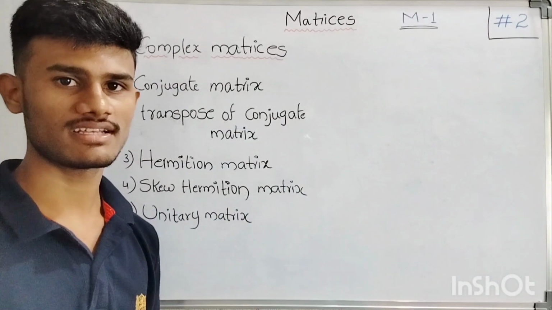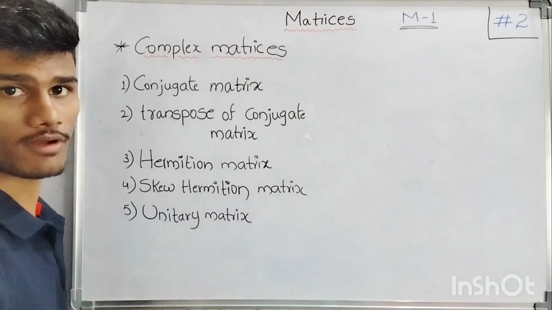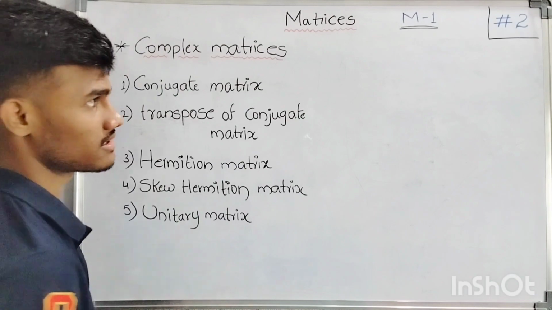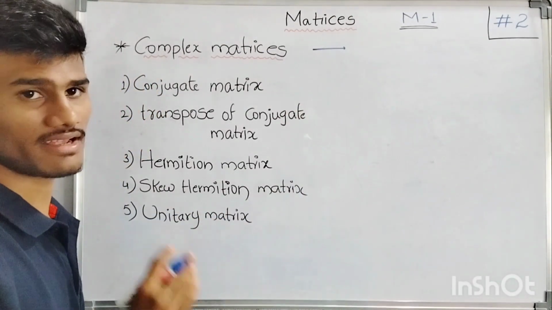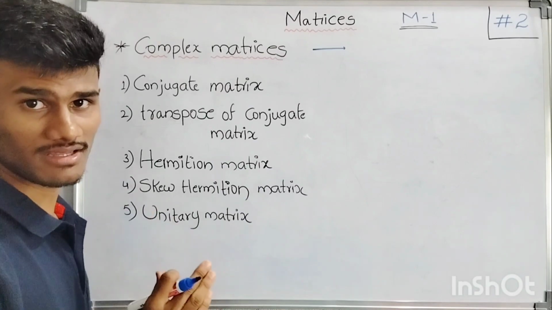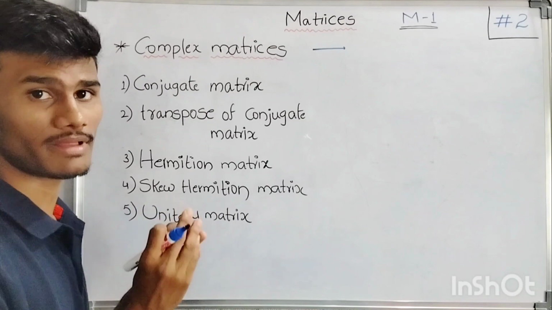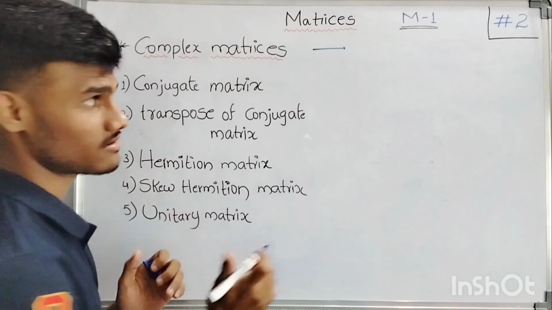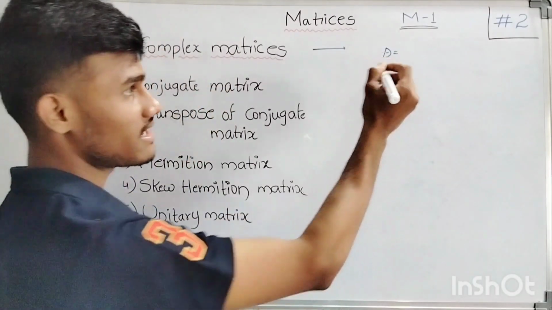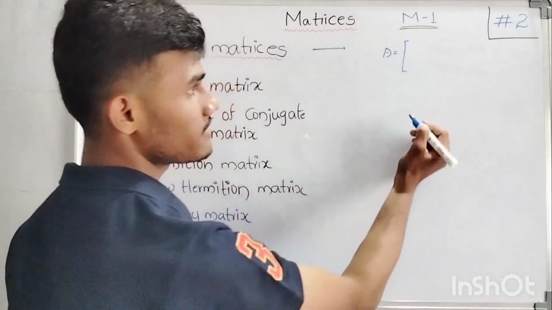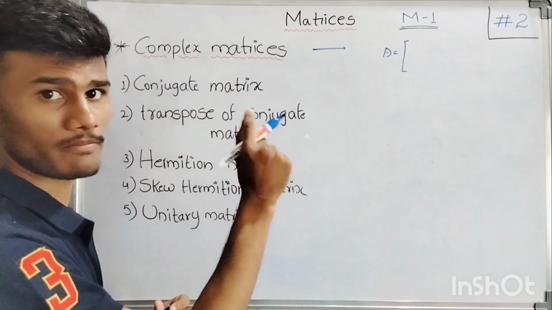Then next, now let us see the different types of complex matrices. In that, first, what is meant by a complex matrix? Complex matrix is nothing but a matrix in which the elements must be complex numbers. For example, matrix A is such that at least one of the elements is a complex number.